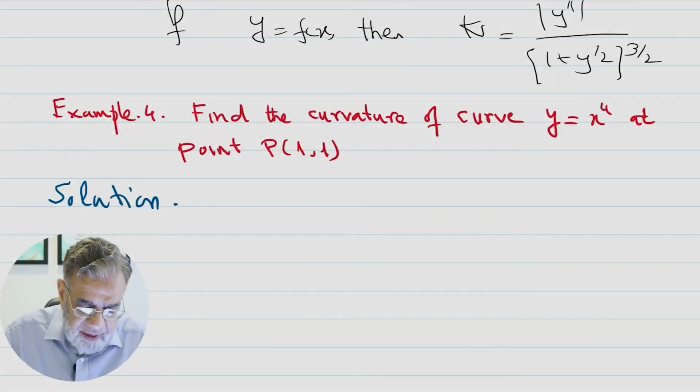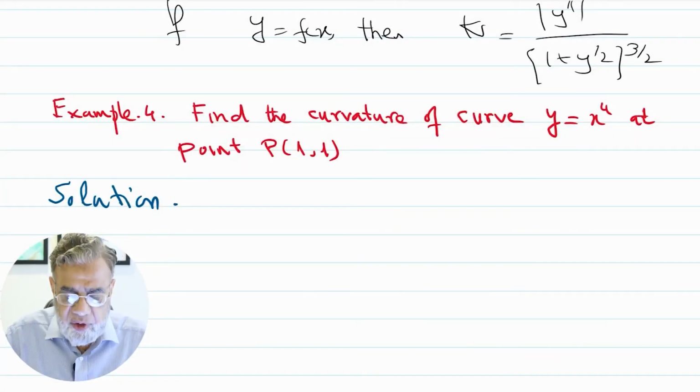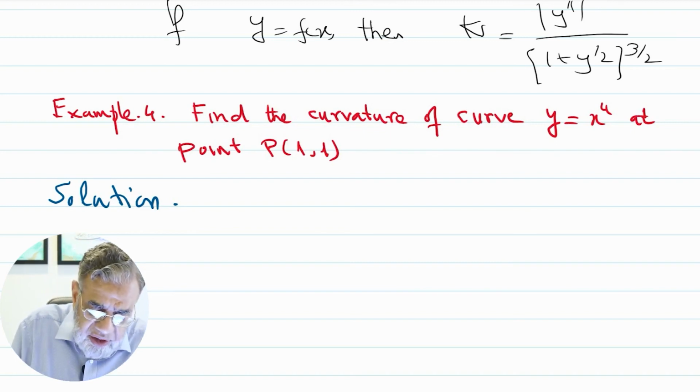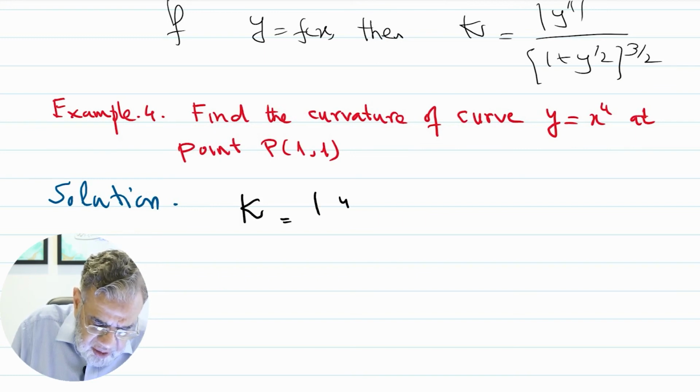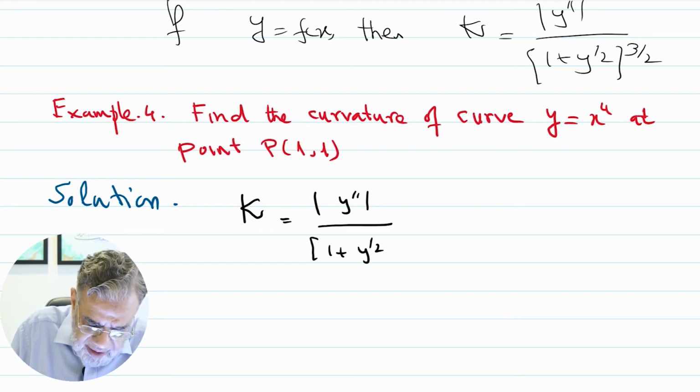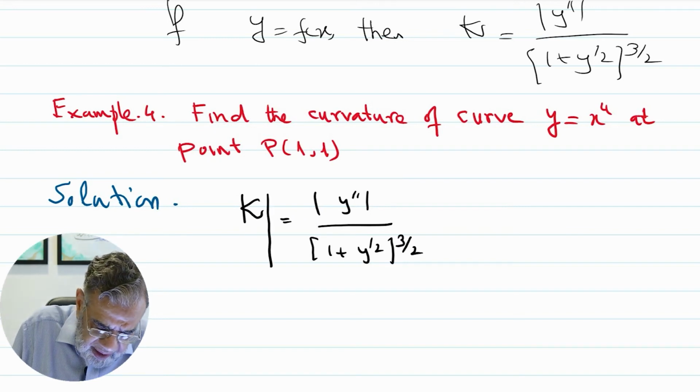So we are having here the curve y equal to x to the power 4, which has the point P(1,1), that means x equal to 1, y equal to 1. So we want to find the curvature of this curve at the point x equal to 1. We have the formula, y is equal to f of x, where the curvature is equal to y double dash over (1 plus y dash square) to the power 3 by 2, evaluated at x equal to 1.